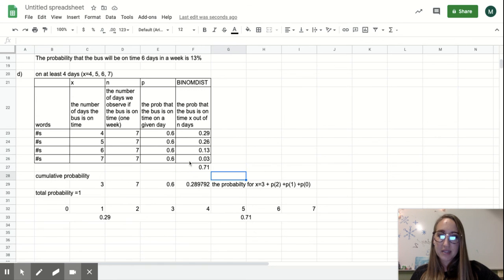And so that is how we can solve greater than or equal to questions that say at least using Google Sheets.